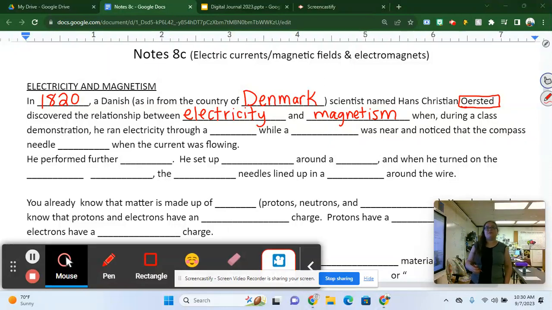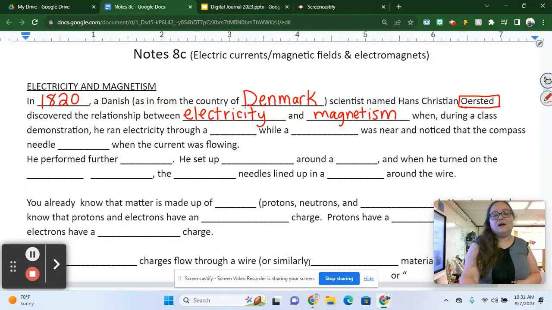This happened during a class demonstration. He was a college professor. He taught physics, and electricity was a new thing. It had just been kind of discovered and started to be disseminated, and they were running electricity through a wire to show something, and then they were using compasses for something else. And he noticed that when a compass that had been set down by accident near the wire, when the wire got turned on, the compass moved and pointed toward the wire.